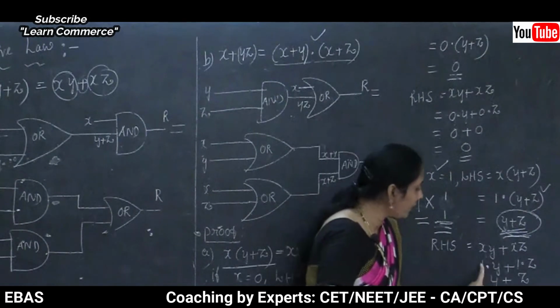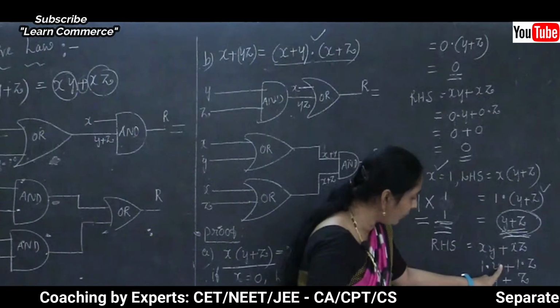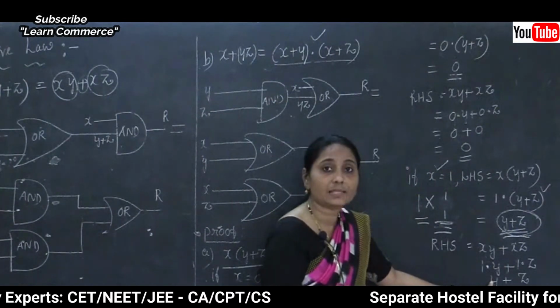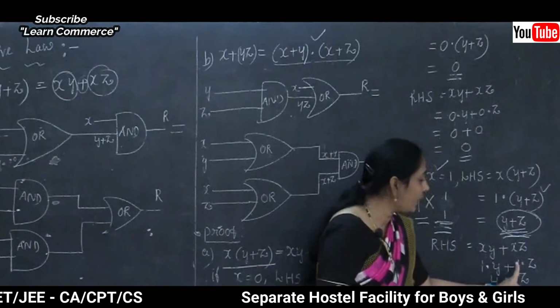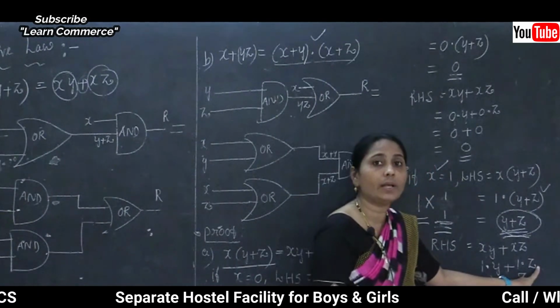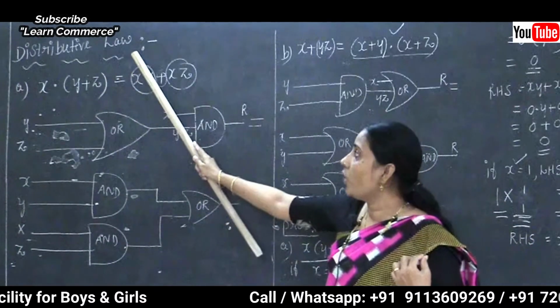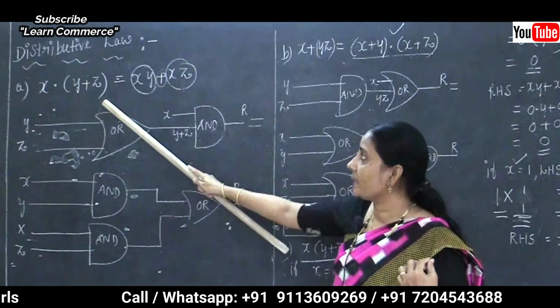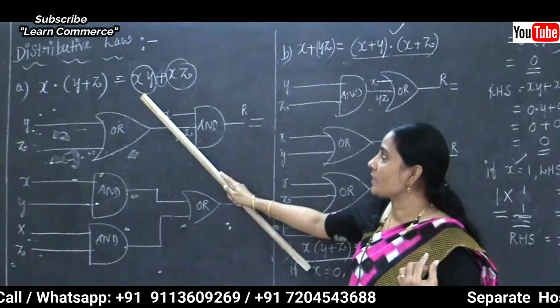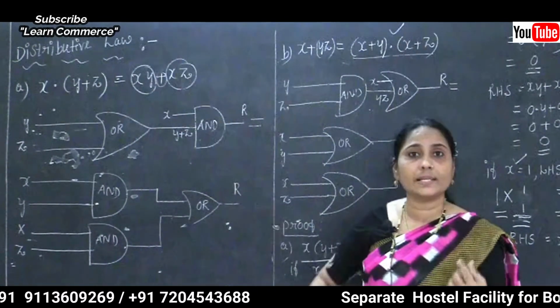So 1 and 0, 1 and y, will get the result as y only, plus 1 and z, like that only. How did we complete for 1 and y? Say that our first distributive law, that is x and y plus z is equal to xy plus xz, hence it is proved.